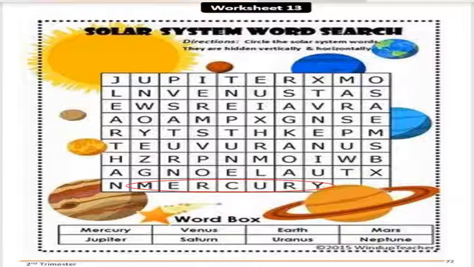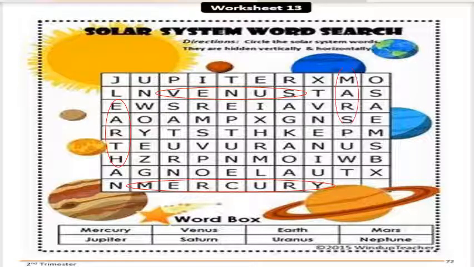So there is Mercury. And then there is Venus. I think it's very obvious. It's just right in front of your eyes, Venus. And then Earth. Earth will be a little bit tricky because it's on the side, and the letters are not next to each other. They are above each other. So this is Earth.